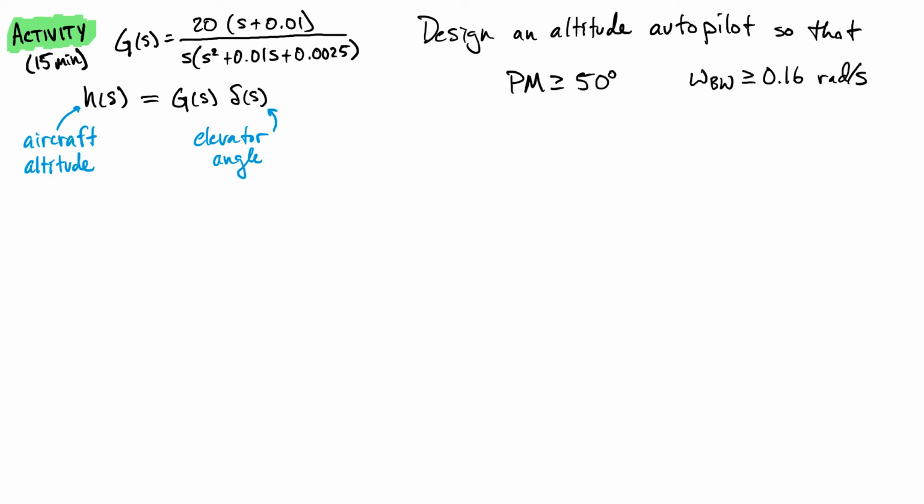Similar to the last activity, here we're going to design a controller to achieve two frequency domain specifications. Go ahead and open up the CISO tool and attempt to solve this problem using proportional control, PD control, and lead control.